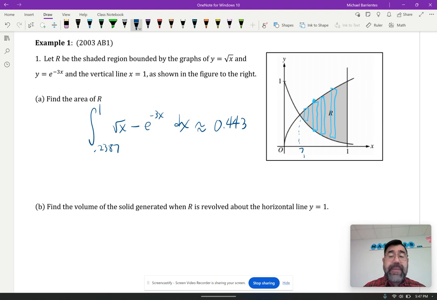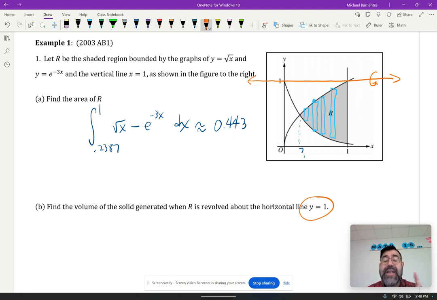Follow-up question. Using the same region, find the volume of the solid generated when R, that region, is revolved about the horizontal line y equals 1. Y equals 1 is up here. So I usually make a little mark that says, hey, I'm spinning this around that axis. So I'm spinning this region around there.